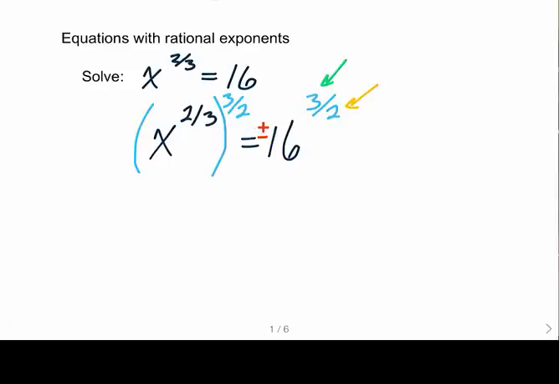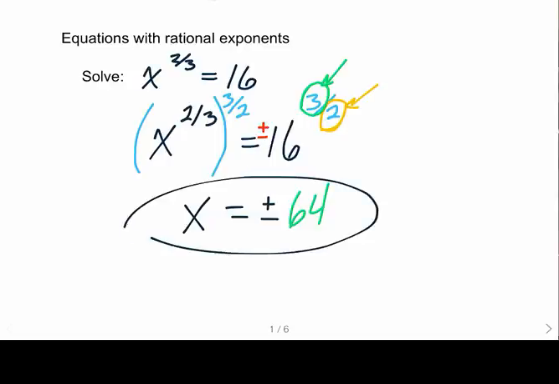In any case, on the left-hand side, x to the 2/3 to the 3/2 is x to the first power, or simply x. On the right-hand side, we have the plus or minus. And what I tend to do is apply the root before I apply the power. So in our heads, 16 square rooted is 4. And then apply that power, we end up with 64. So the answer is x is equal to plus or minus 64.